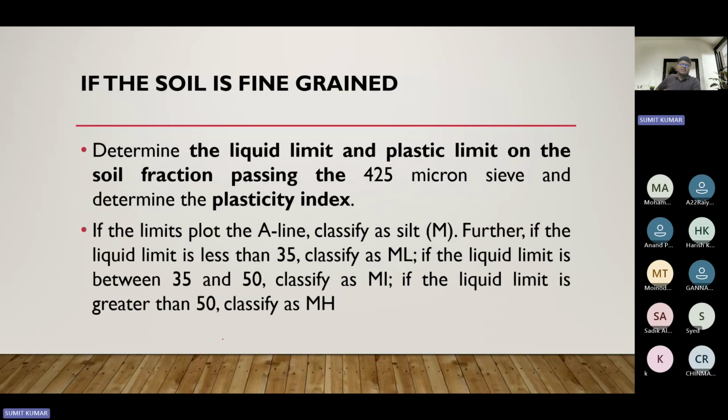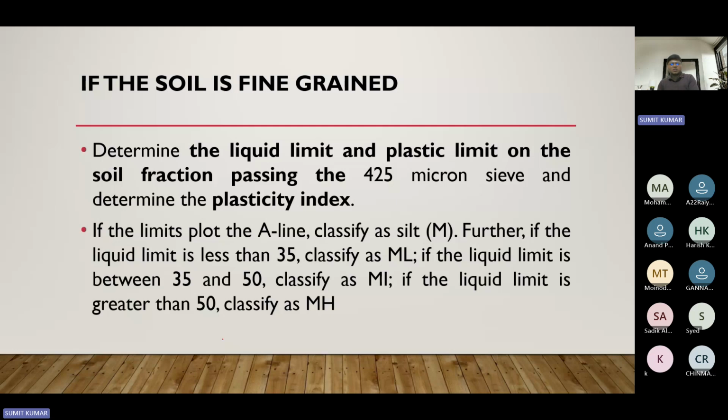Now, if the soil is fine grain, determine the liquid limit and plastic limit on the soil fraction passing through the 425 micron sieve and determine the plasticity index. If the limit plots on the A line, classify as silt. Further, if the liquid limit is less than 35%, classify as ML. Less than 35% is low, 35 to 50% is intermediate, and if more than 50% it is high.